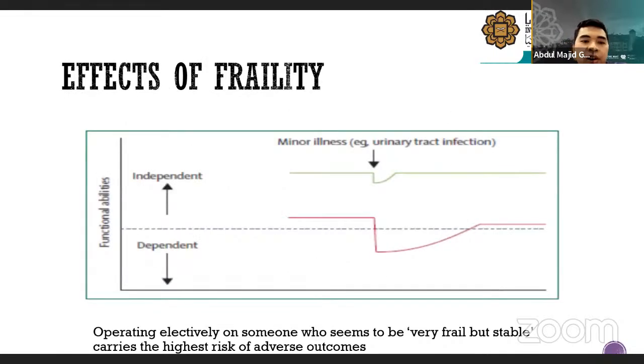So the effects of frailty: let's say the person below is a person with high frailty, and above is a person with no frailty. When there is a minor illness, the patient can compensate well during the illness. However, when a person with a simple UTI comes to you with high frailty, the patient can succumb to mortality and morbidities because their function falls below the basal function.